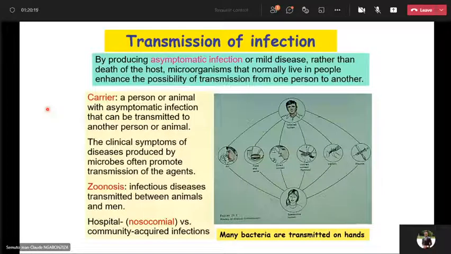It will not be able to transmit, so the host should be there, it should produce symptoms. Some people or some animals are carriers. This is a symptomatic infection that can still transmit to another person. In case of Mycobacterium tuberculosis, it will not be transmitted until the affected patient is symptomatic.